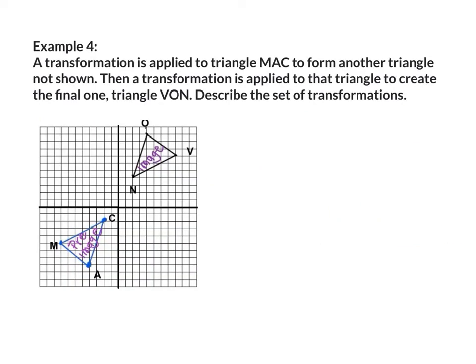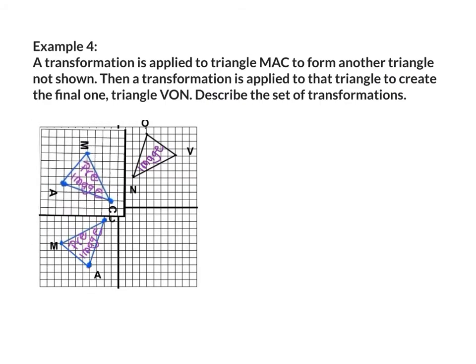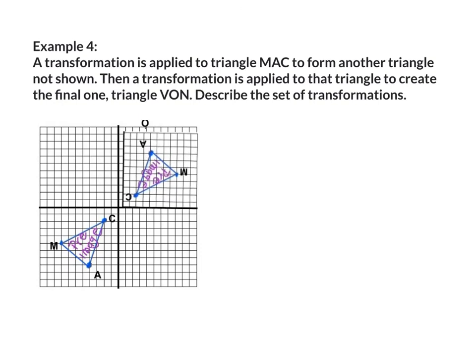Example number 4. A transformation is applied to triangle MAC to form another triangle not shown. Then a transformation is applied to that triangle to create the final one, triangle Von. Describe the set of transformations. So the first thing I'm going to try is to rotate my preimage 180 degrees clockwise. Now remember, 180 degrees means 2 turns, and clockwise is the same direction as a clock, so we're going to be moving towards the right. So let's try it and see if it works. So this would be my first turn, and this is my second turn.